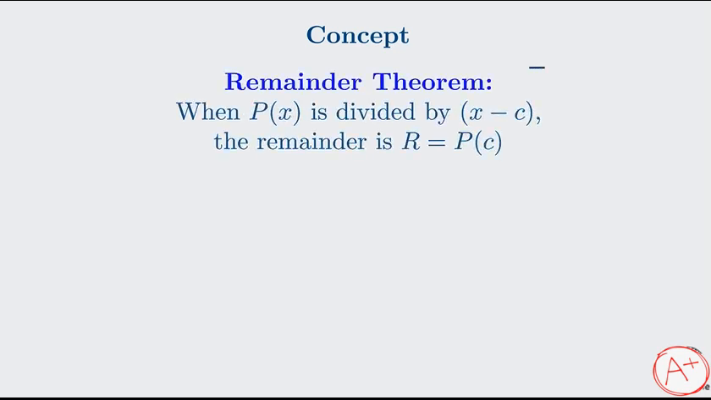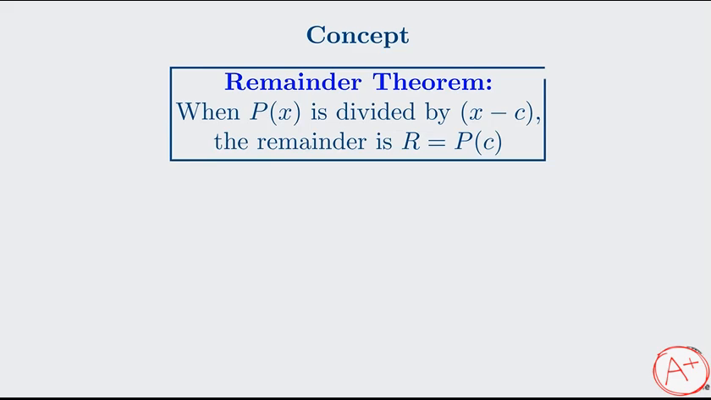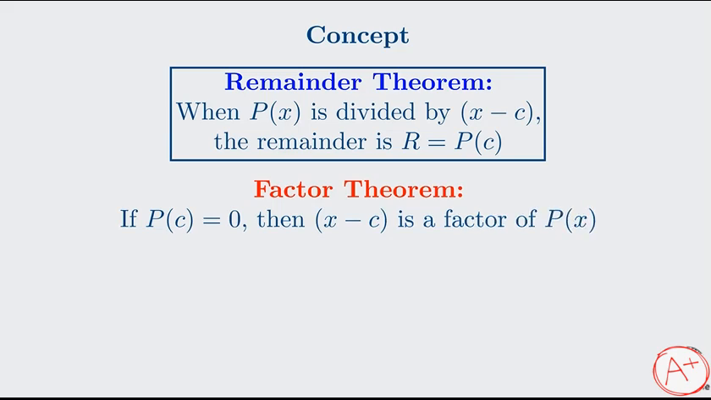Let's look at the two most important shortcuts for division by linear factors: the remainder and factor theorems. The remainder theorem states that if you divide a polynomial by a linear term x minus c, you don't actually need to perform the full division to find the remainder, you simply evaluate the polynomial at c. The factor theorem is a special case of this. If the remainder p of c is 0, then x minus c is a factor of the polynomial. This is the primary method you will use in your exams to begin factorizing cubic or quartic equations.